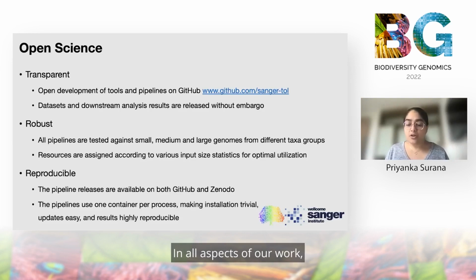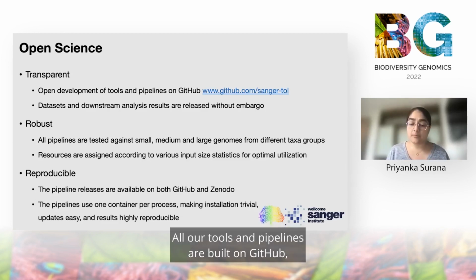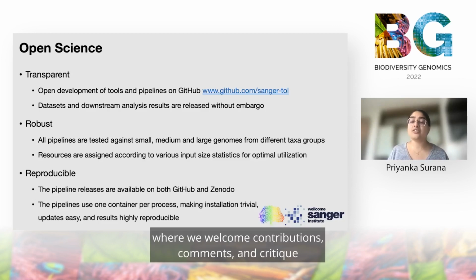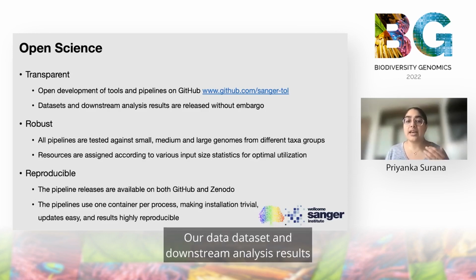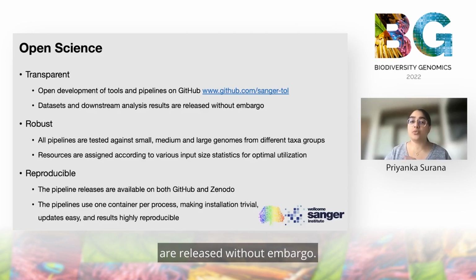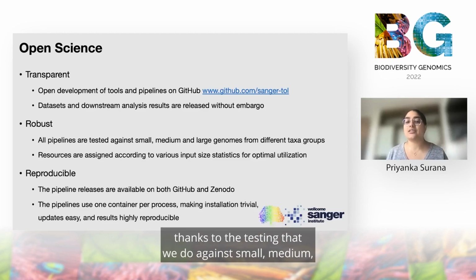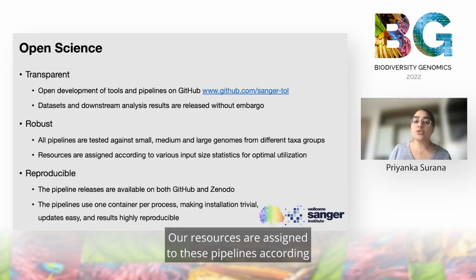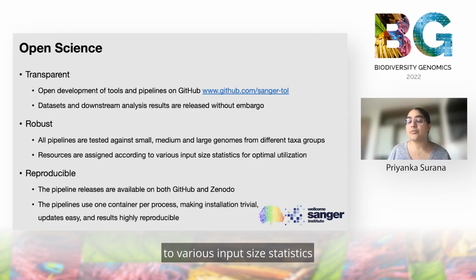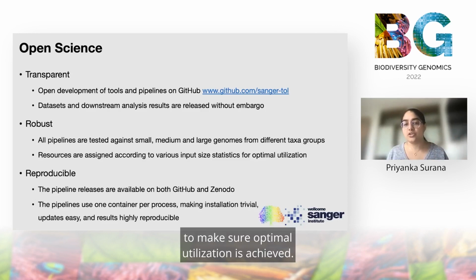In all aspects of our work, we try to embrace the principles of open science, transparency. All our tools and pipelines are built on GitHub, where we welcome contributions, comments, and critique from the development community. Our datasets and downstream analysis results are released without embargo. All our pipelines are extremely robust, thanks to the testing that we do against small, medium, and large genomes from different taxa groups. Our resources are assigned to these pipelines according to various input size statistics to make sure optimal utilization is achieved.